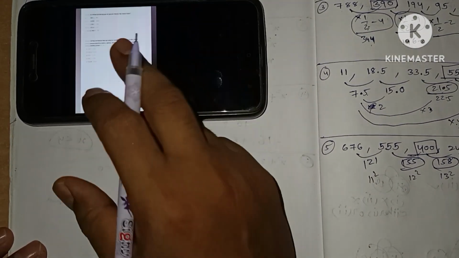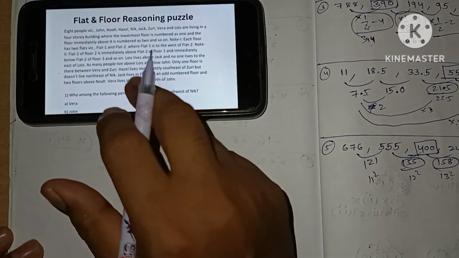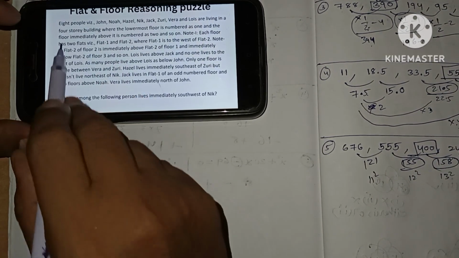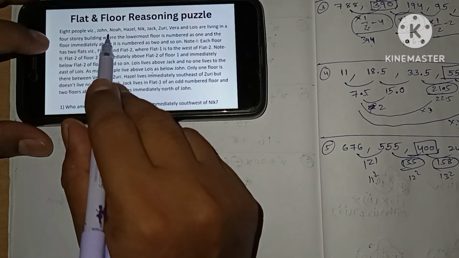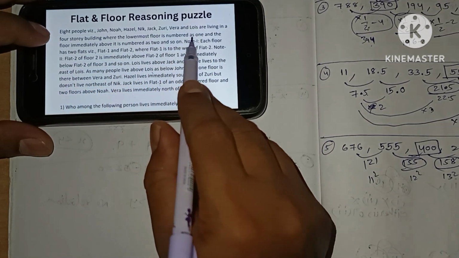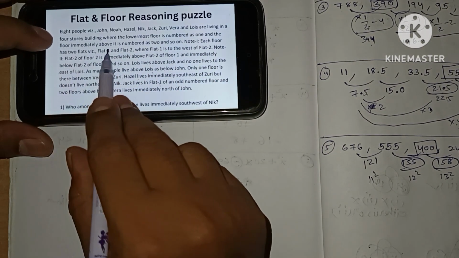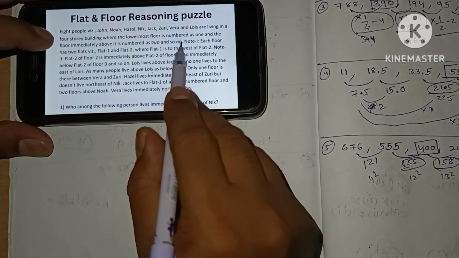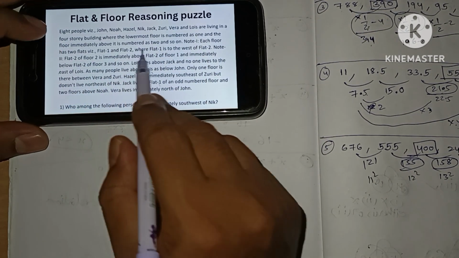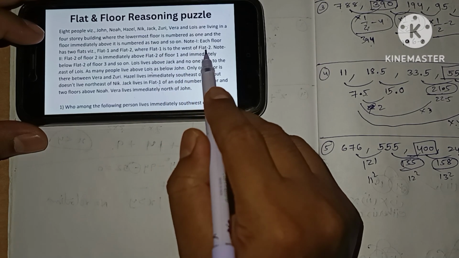Now we are going to see a reasoning puzzle. Flat and floor based reasoning puzzle. There are 8 persons living in a 4-story building where the lowermost floor is numbered as 1 and the floor immediately above is 2 and so on. Note, each floor has 2 flats, flat 1 and flat 2, where flat 1 is to the west of flat 2.